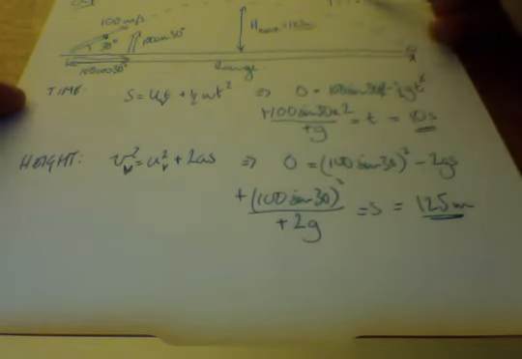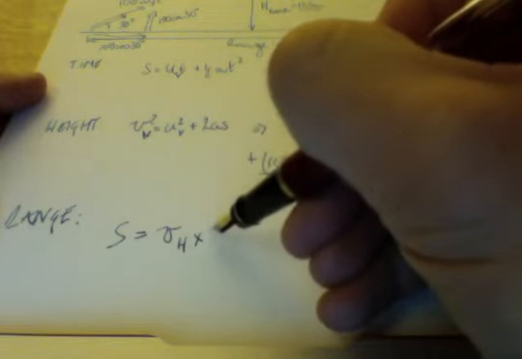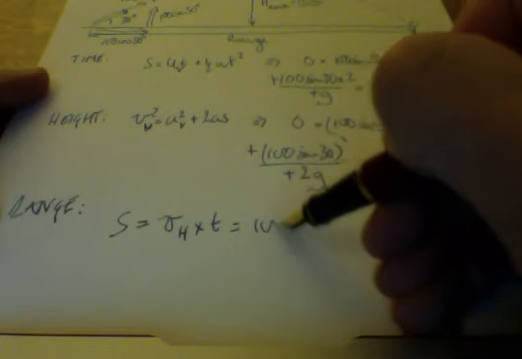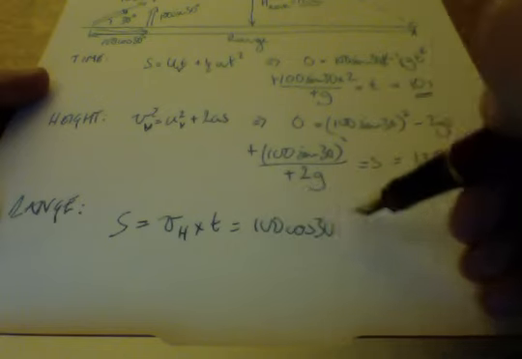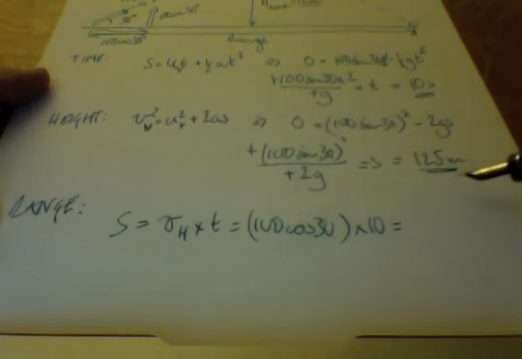Time, 10 seconds. So therefore, what's the range? Well, the range, remember, which is the easy bit, is the velocity horizontally multiplied by the time period. The velocity horizontally is 100 cosine of 30 multiplied by the 10 seconds, which gives me 866 meters.